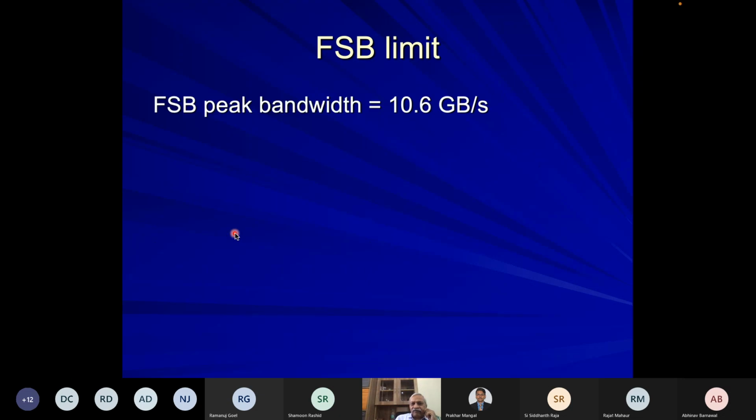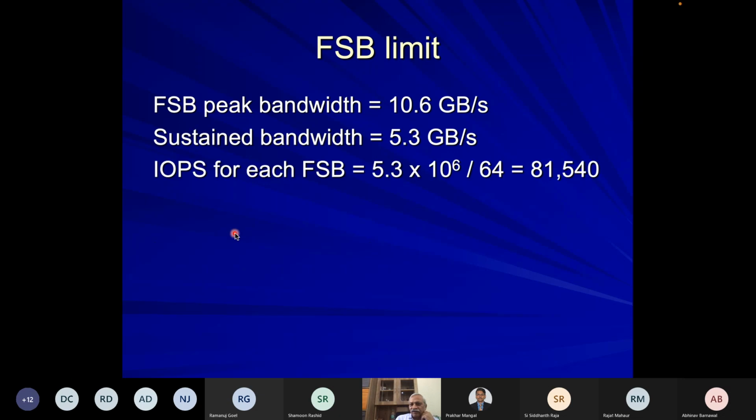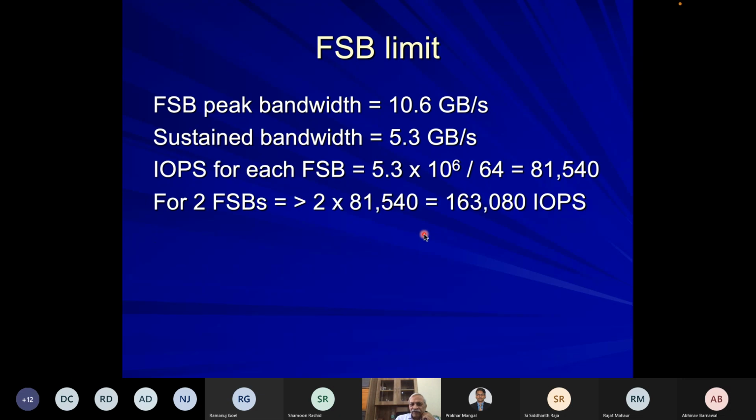FSB has a limit of 10.6 gigabytes per second. That is a peak bandwidth. For sustained bandwidth, we take half of it. And again, dividing by 64K, you get 81540 IO operations per second. And there are 2 buses, so we get twice this.